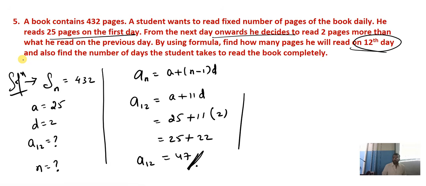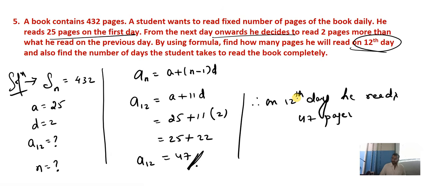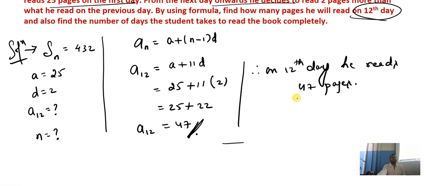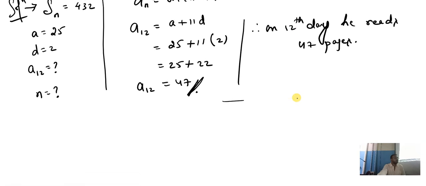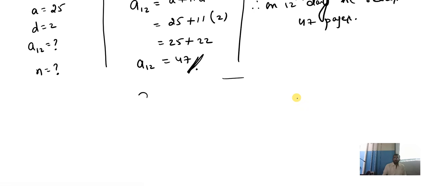Now you can comment here. Therefore, on 12th day, he reads 47 pages. You have to comment. Correct, no? How many pages he reads on 12th day? 47. He is going to read 47 pages. Okay, next case. What is the next case? Also find the number of days he takes to read the book completely. Am I right? Yes. So shall we use the Sn formula now?